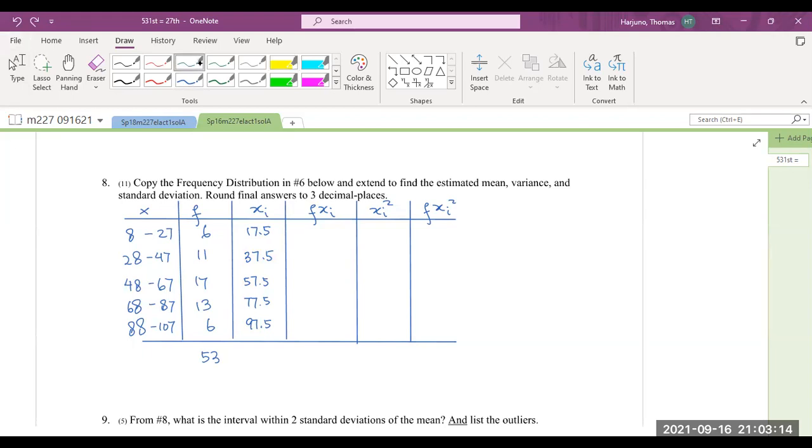Okay. Now, so let me go on. 6 times 17.5. That's 105. 17.5 squared is 306.25. Oh, I need more space later on there. Times 6 will be 1,837.5. Let me move the 1 closer to 8.